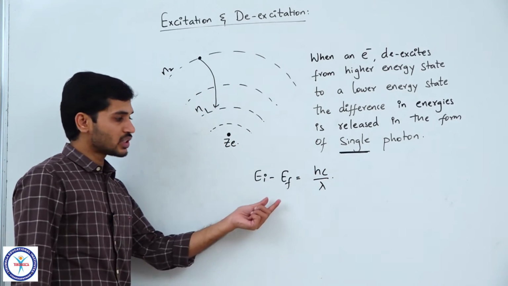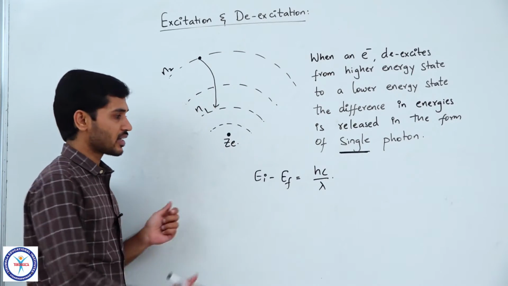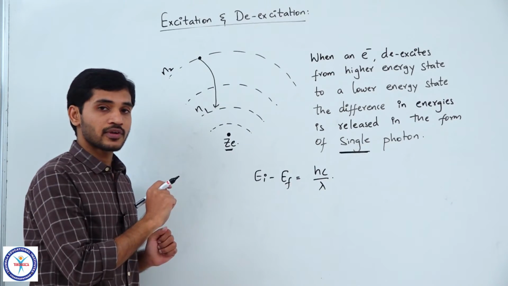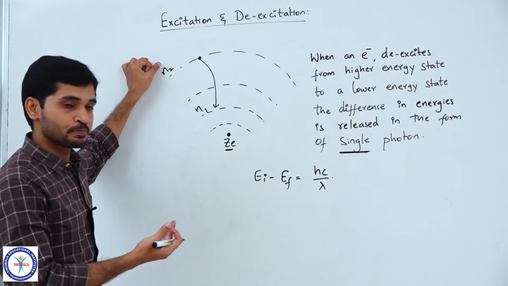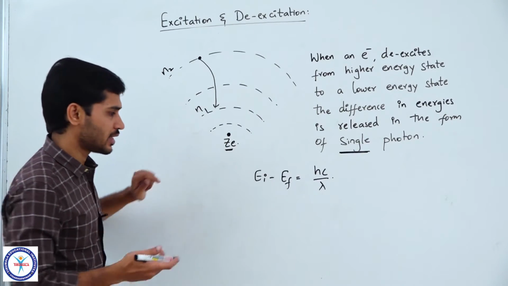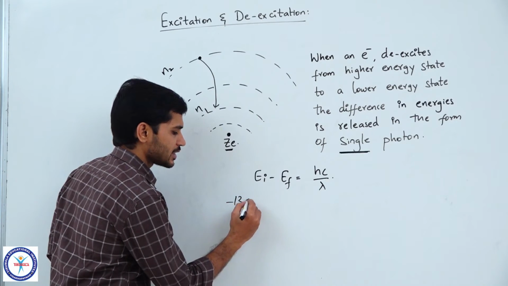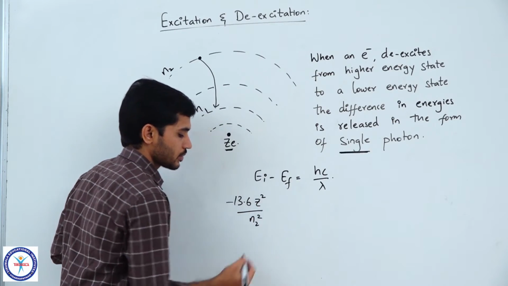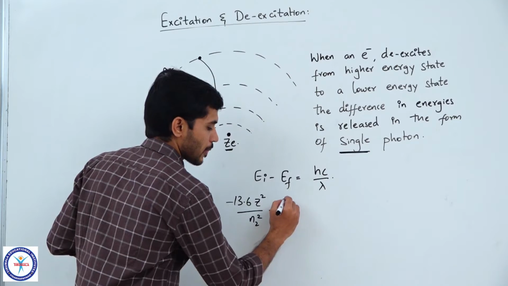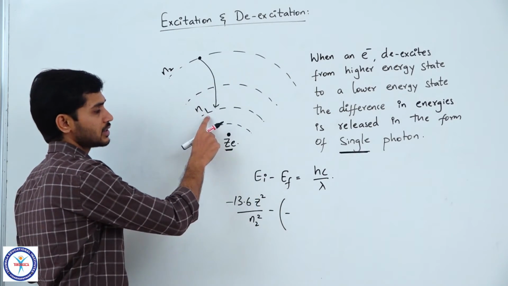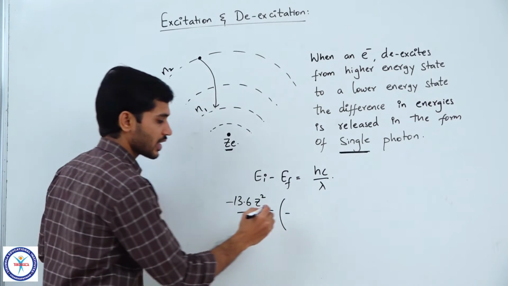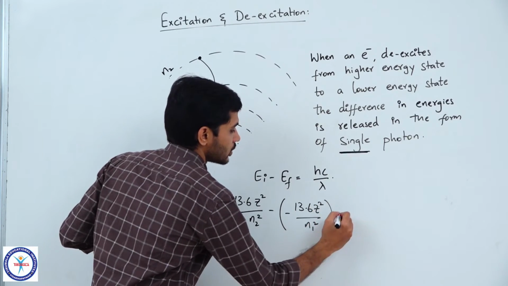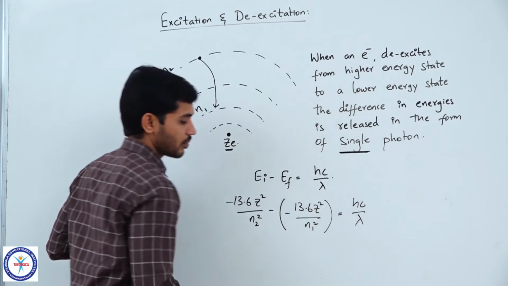lambda. So let us do the derivation here for a general hydrogen-like atom, Ze, which has an atomic number of Z. So what is the energy of an electron in the n2th orbit of an atom having atomic number Z? We already know that it can be written as minus 13.6 into Z square by n2 square, minus the final energy, because it is coming to the n1th state, so we can write it as minus 13.6 into Z square by n1 square. So this is equal to hc by lambda.